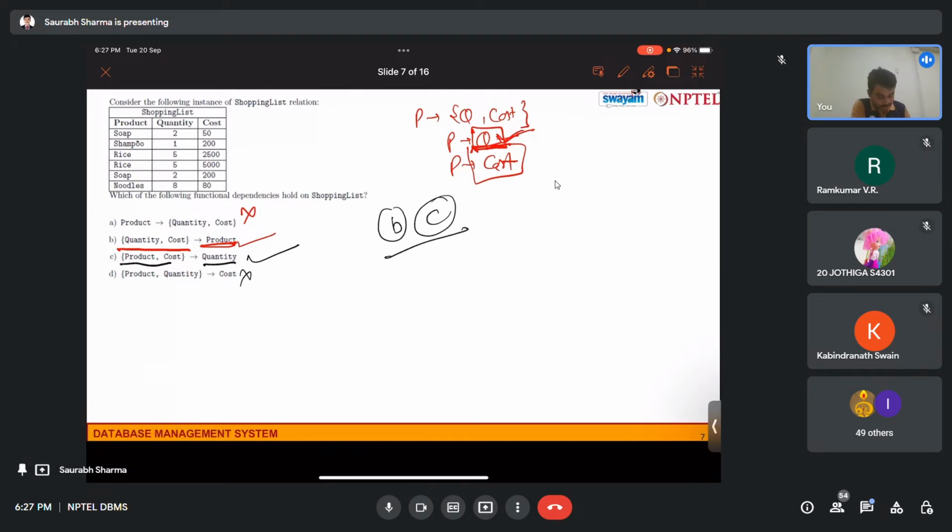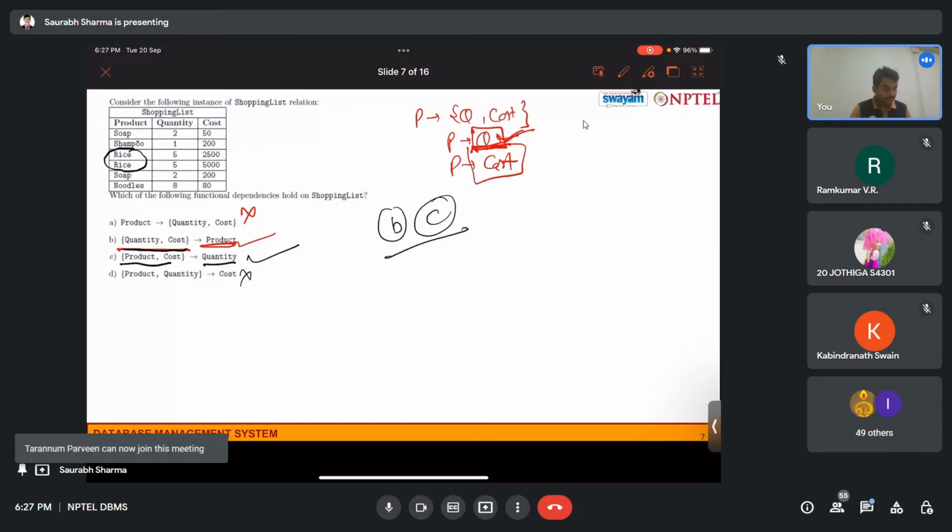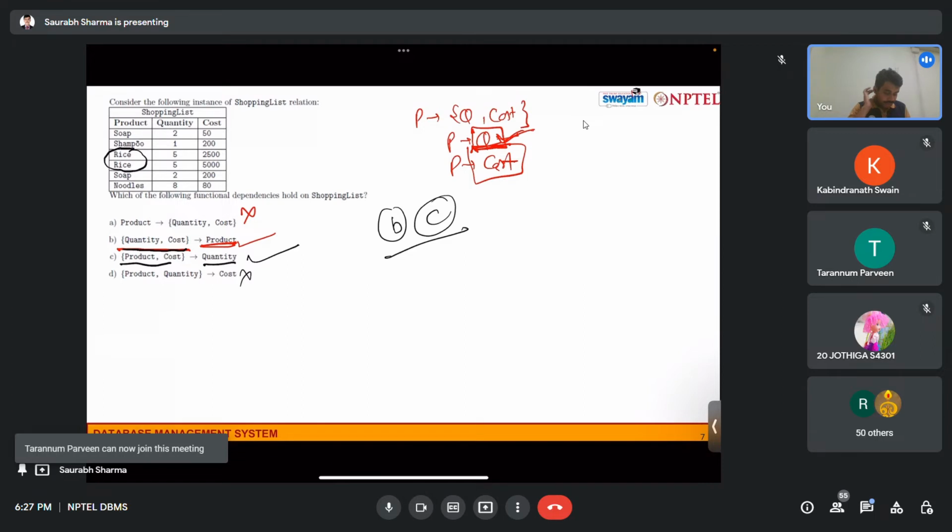Okay, so what we have searched, that is the left hand side a candidate key. Just a simple answer, if we get it, then we will be able to solve this question. For product, there are two products having the same name. If we are considering quantity and cost, then if you go through this table, you will see that each tuple we are able to uniquely identify for the product.